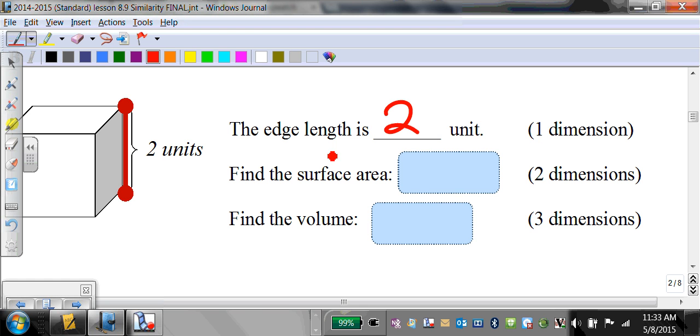Start counting the squares on the outside. In other words, what's the surface area? Count. Okay. Sarah, how many squares on the outside, ma'am? 24 is correct. So this was 24 units squared. Okay, pass the cube to somebody else.